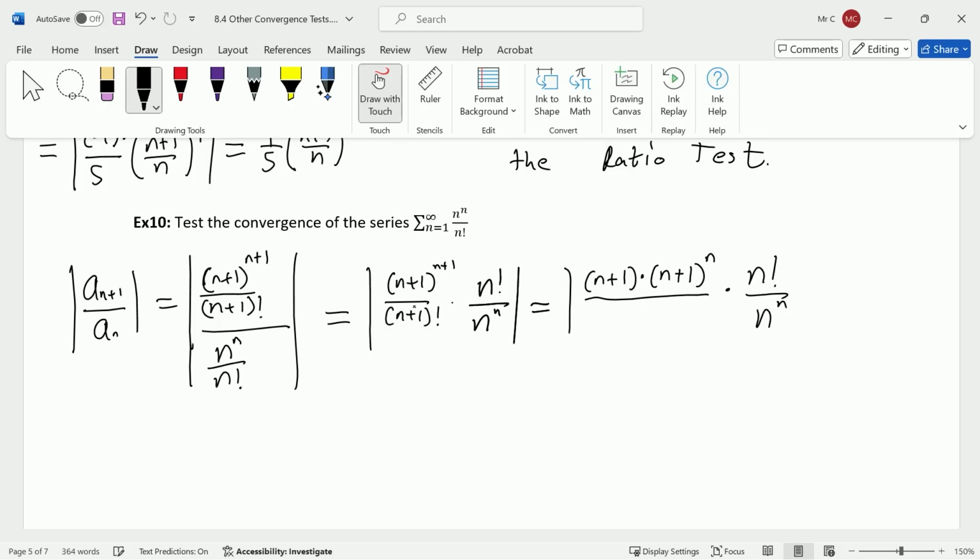And in my denominator, that's a factorial expression, n plus 1 factorial, which is the same thing as n plus 1 times n factorial. So now I can do some simplification. N plus 1 over n plus 1 cancels, n factorial over n factorial cancels. And then this becomes n plus 1 to the n over n to the n, which is n plus 1 over n to the nth power.